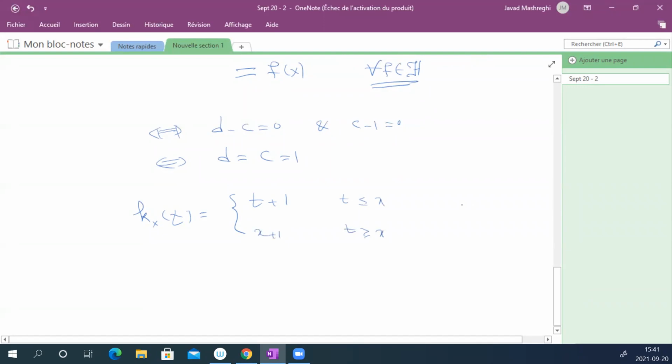So the diagram is like this: t plus 1, and at the point x it becomes fixed. That's the kernel. And what we need, it is somehow not so obvious, the norm of the evaluation is equal to the root of k_x of x, which is root of x plus 1.